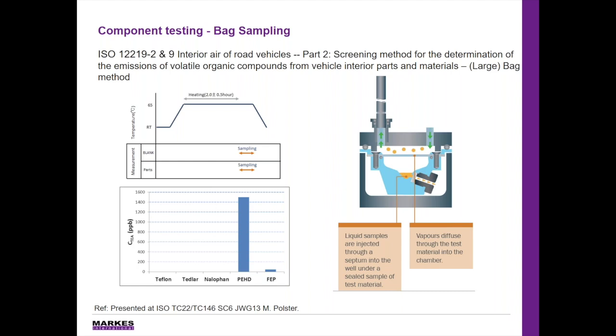So this graph on the bottom left shows the emission result of 5 different bag materials. Apparently, the PEHD is not suitable as a bag sampling material.